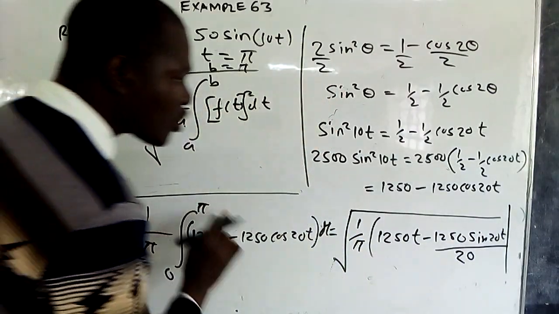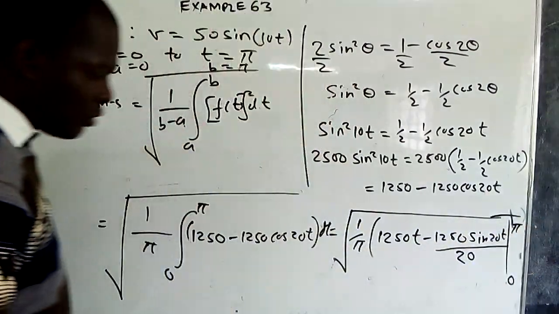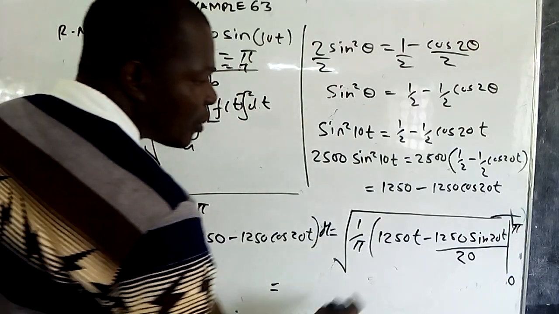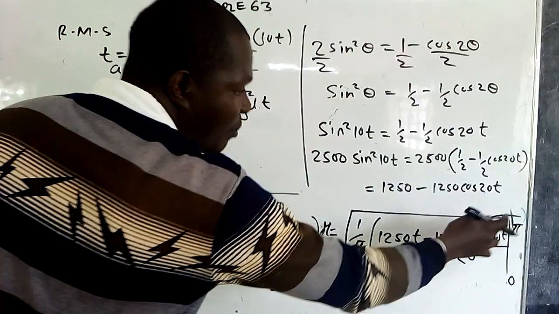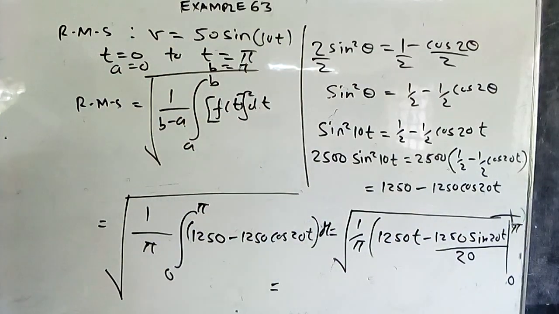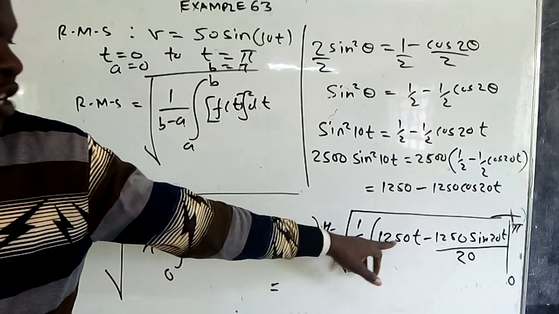What is the limit? From 0 to? 5. Are we together? So can you give me the values in the calculator? Give me the values inside here. Remember, when you are substituting pi, the calculator must be in R, pi radians. Are we together? Yes. You don't use D in the calculator, pi radians. So change the calculator to R for pi radians. Then give me upper limit minus lower limit. So you simply put square root of 1 over pi in bracket 1250 answer.